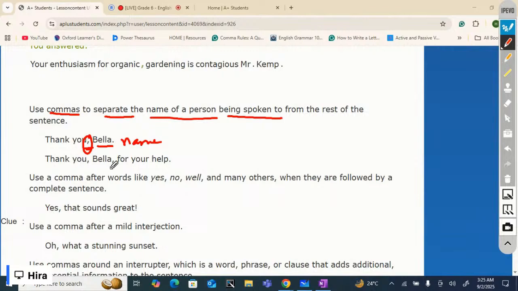And if the sentence is, Thank you, Bella, for your help, now use a comma before the name and after the name as well, because the sentence doesn't end here, it continues. So you have to separate the name from the rest of the sentence. So you'll be using two commas here. So this is the use of commas with direct addresses.